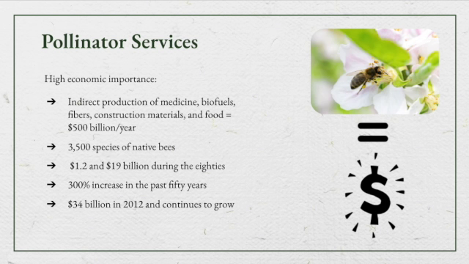and then the direct economic value of insects, primarily managed pollinators such as honeybees, bumblebees, and solitary bees within the agricultural industry in Canada and the US, has been estimated to be about $1.2 and $19 billion during the 80s. And this call for pollinator structured vegetation has increased by 300% in the past 50 years. And according to the USDA Agricultural Census and the National Agricultural Statistics Service, pollinator economic value within the agricultural industry had sustainably expanded from $34 billion in 2012, and then it continues to grow each and every day.